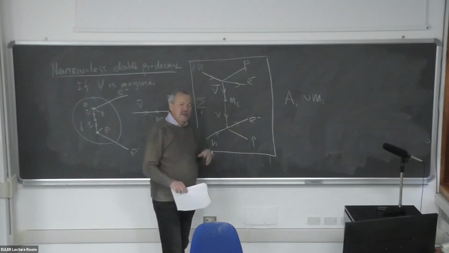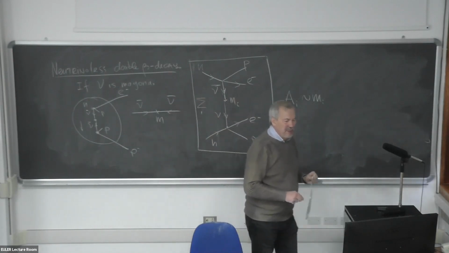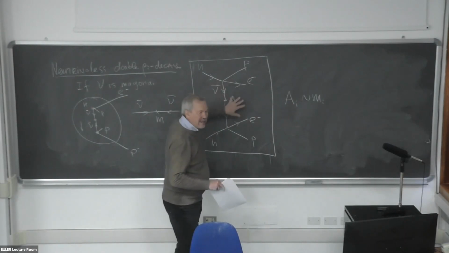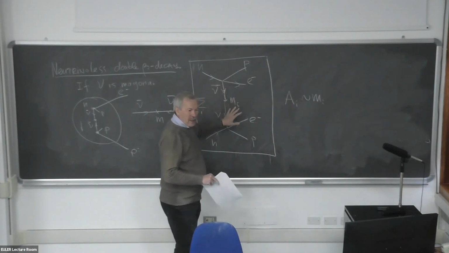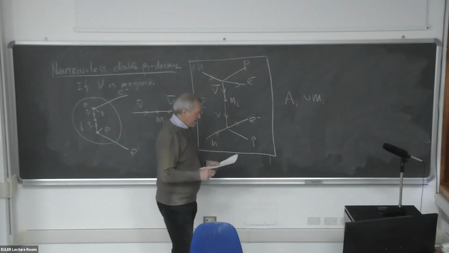Of course, theoreticians invented some other mechanisms of neutrinoless double beta decay with some exchange of heavy particles here. But the most probable and the first place what you want to do is to just explore neutrino properties. Okay.